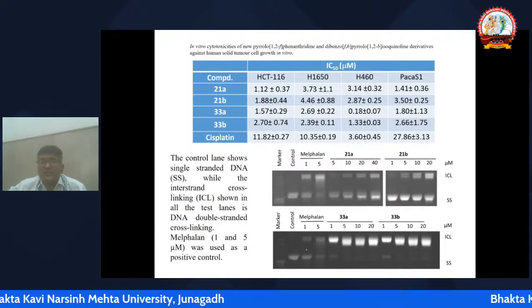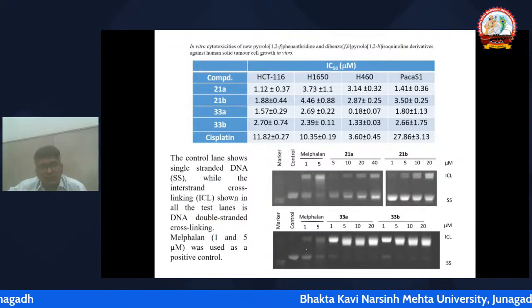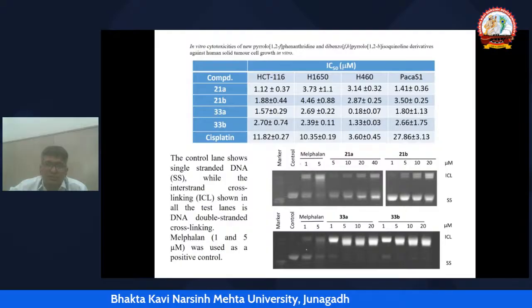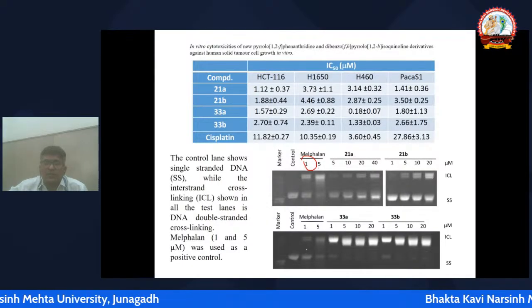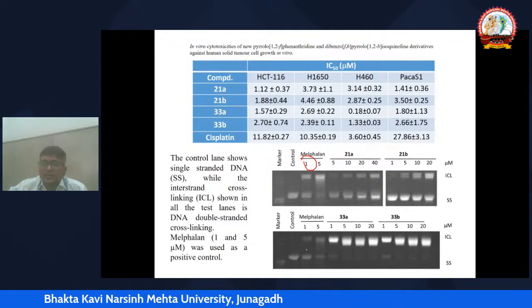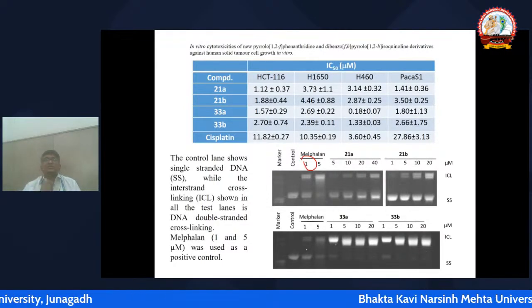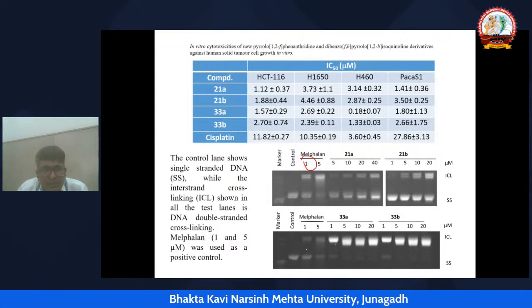Again, we have checked the DNA cross-linking mechanism by electrophoresis, and we have taken melphalan as a standard drug, and the concentrations we have taken are 1 and 5 micromolar. Then we can see that 21A and 21B as well as 31A and 31B show a very promising interstrand cross-linking.